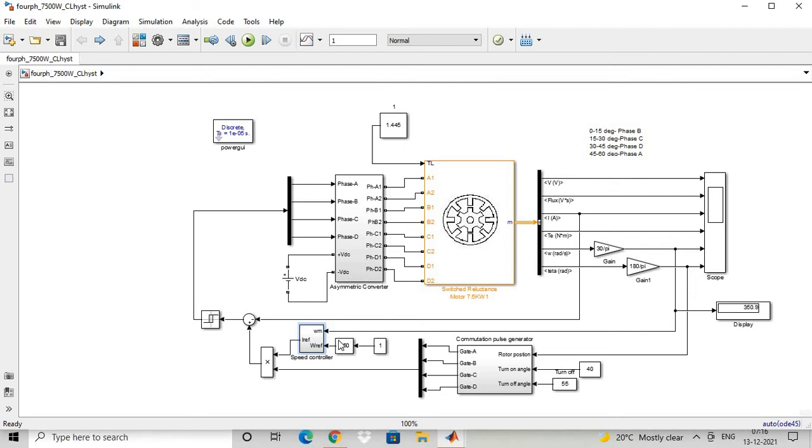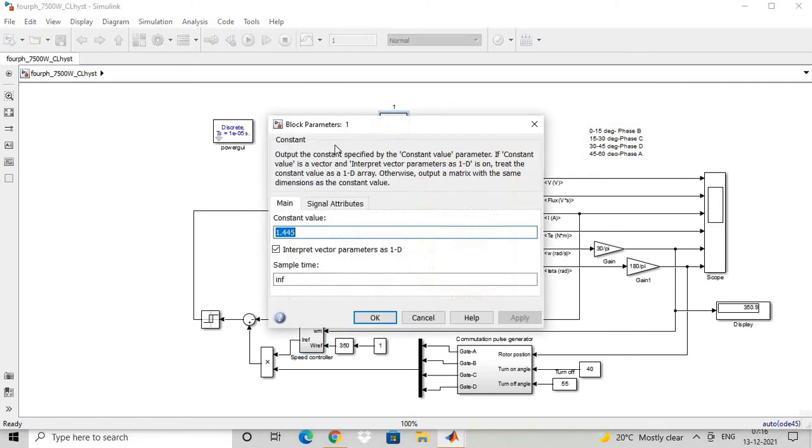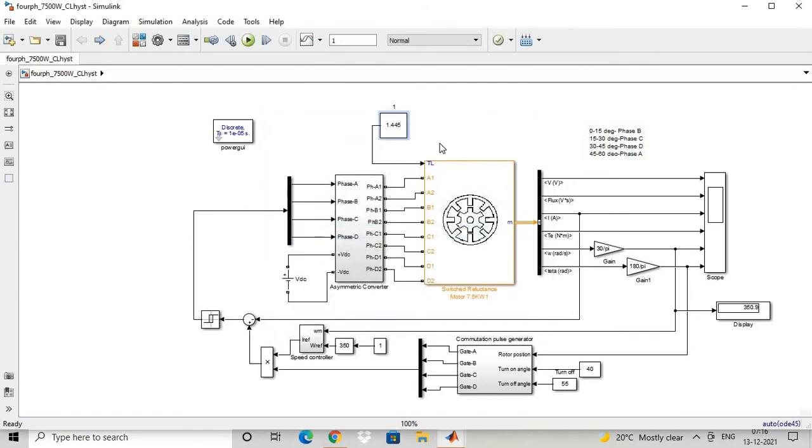Suppose now this speed is actually the reference speed. For example, suppose we want to control the speed up to 350 rpm for the given load of 1.445 newton meter. 1.445 is the torque, that is the load connected to the motor. Although here we are going to control the speed by controlling the current, if we increase this load, then your speed goes on decreasing.